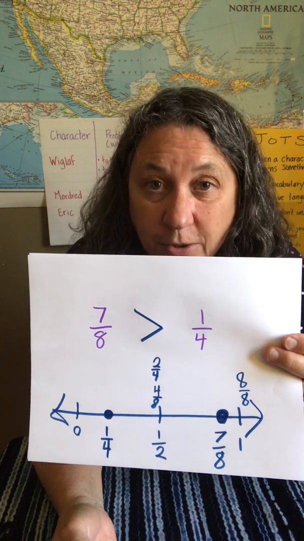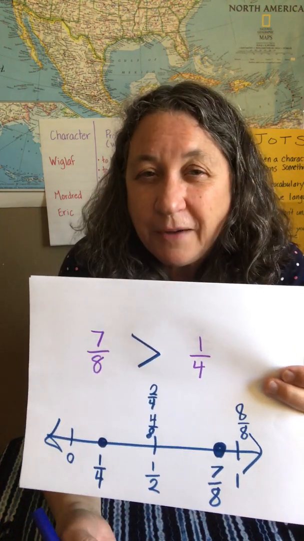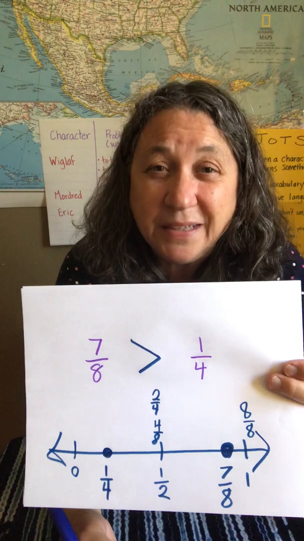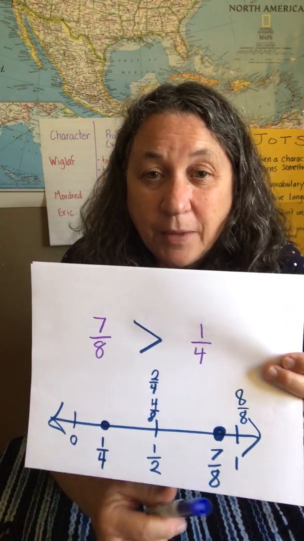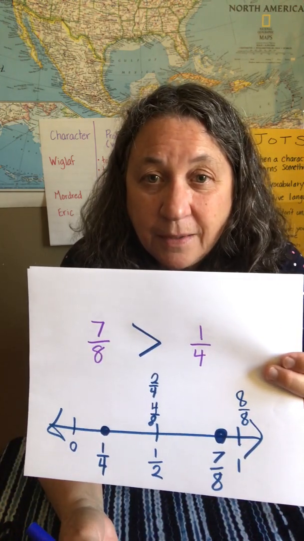And you could draw pictures. Sometimes that's tricky though if you have thirds or if you have to draw fifths. Those are really hard to divide. So a number line can be a really slick way to do it. It's a lot of work though.